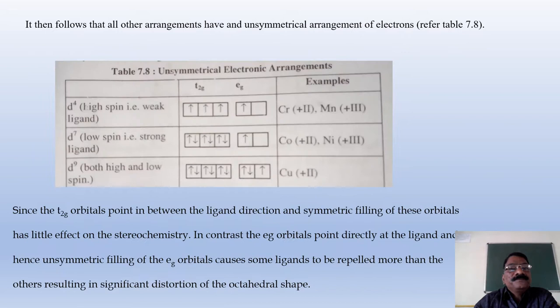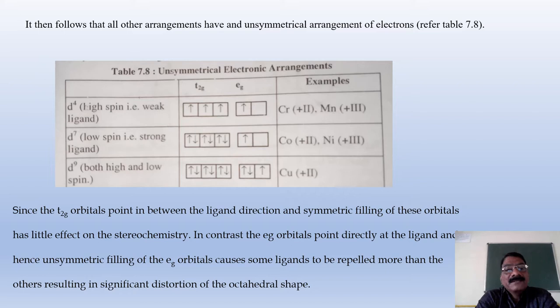All the other arrangements have unsymmetrical arrangement of electrons. See here we have the d4 system, in weak field. The t2g has three electrons and the eg has one electron. Here the t2g orbitals are symmetrically filled, but the eg orbitals are unsymmetrically filled. That means in the eg orbitals, there is a single electron in one orbital and the other orbital is empty. This filling of electrons is unsymmetrical. So here the eg orbitals, dx square minus y square and dz square, are unsymmetrically filled and it will have an effect.